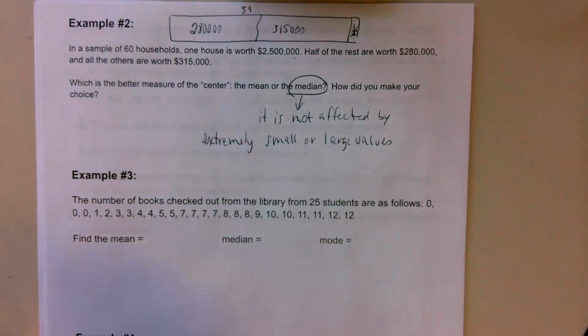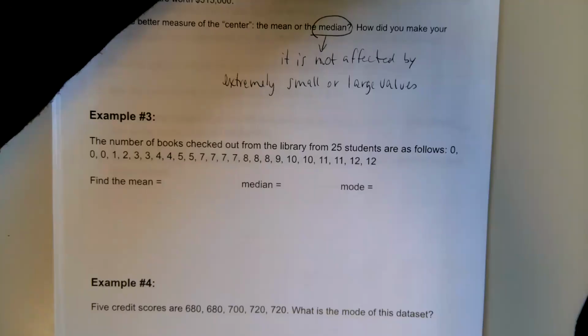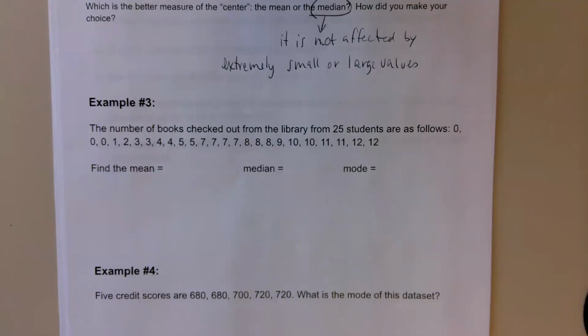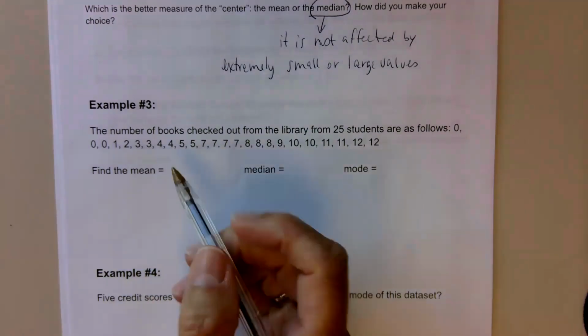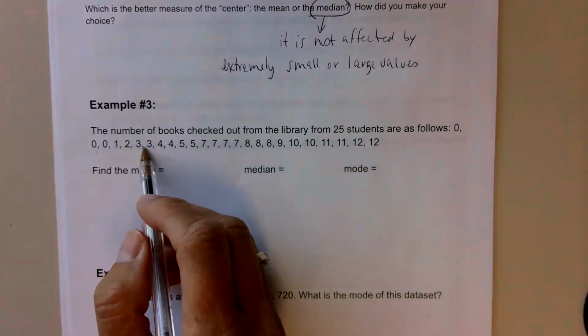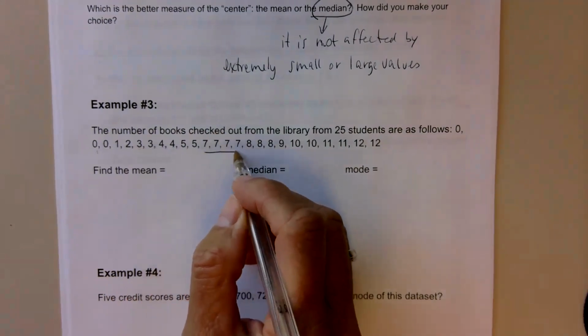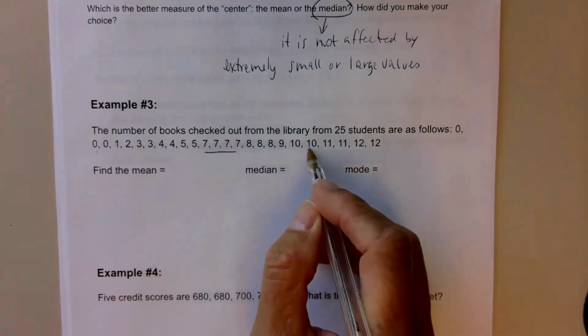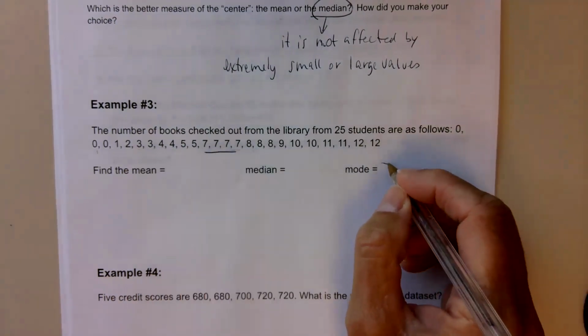Okay, let's look at another example. The next one says the number of books checked out from the library from 25 students are as follows. We want to find the mean, the median, the mode. So let's look at the mode first, because that one we have to look at by hand. So I'm going to look for multiples. I've got 2 zeros, 2 threes, 2 4s, 2 5s, 4 7s, 3 8s. It looks like the 4 7s win. So it looks like my mode is 7.